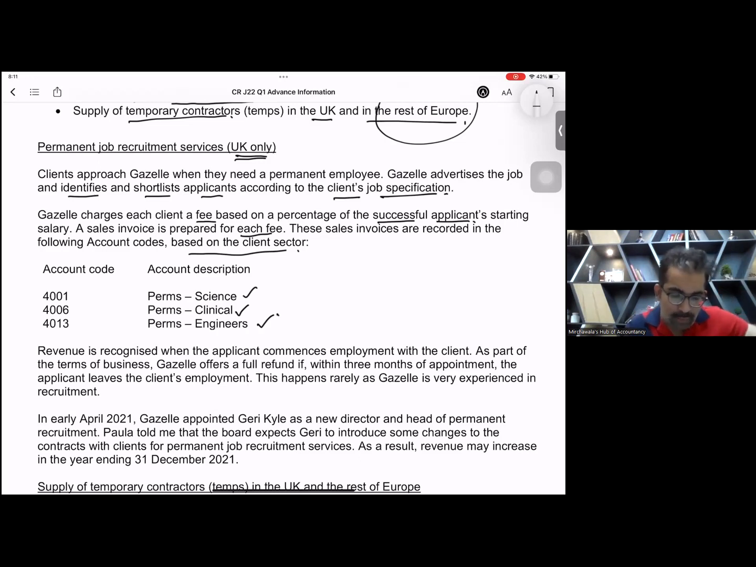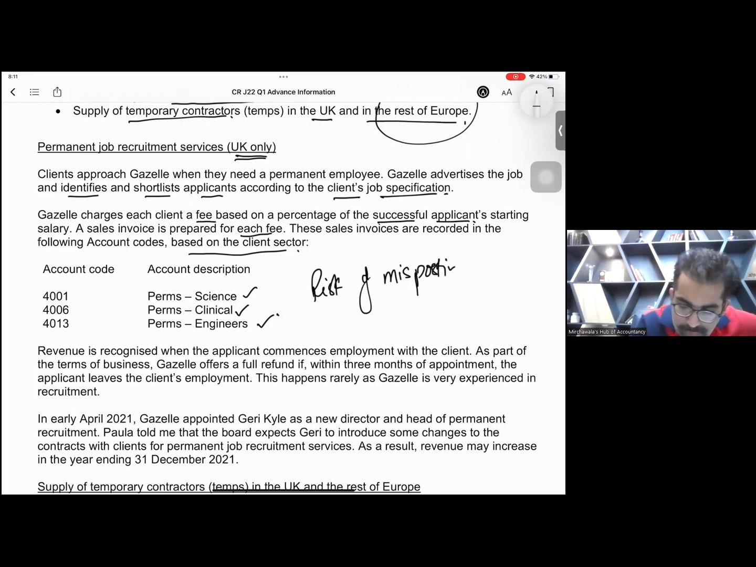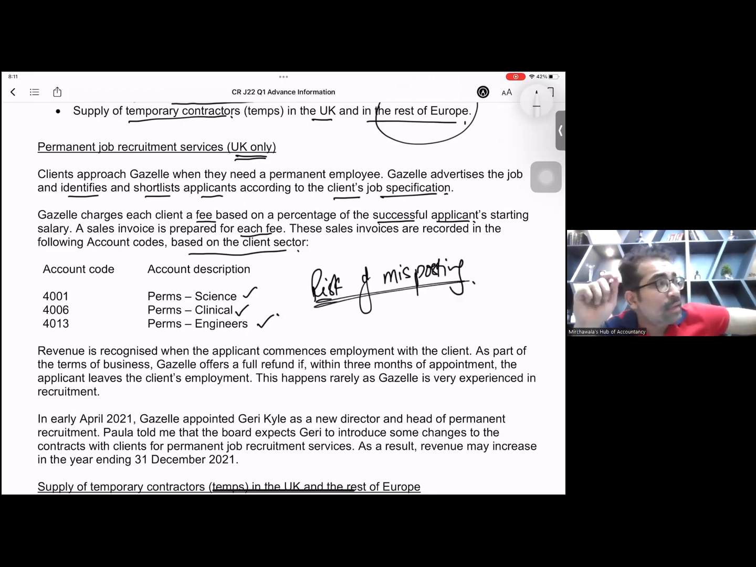Now, there is one risk that all these codes are very similar. For example, if we need to post the sales of science, the code is 4001. If you need to post the sales for clinical, it's 4006. That means all are starting with 4000 number. So there is a risk of misposting, and this happens practically. You mispost something. So this risk is there because all are starting with the 4000 category, right? Okay, so this is the risk.